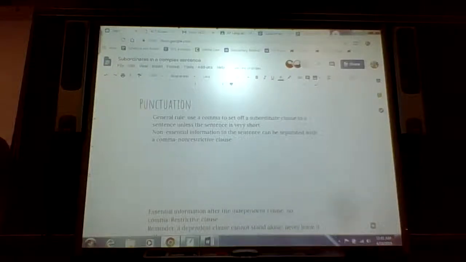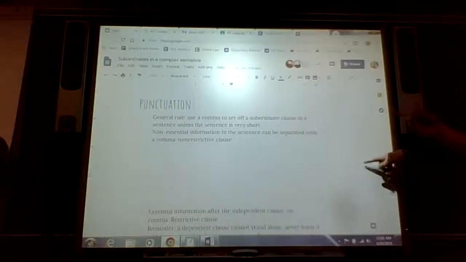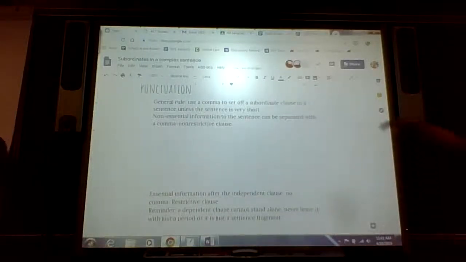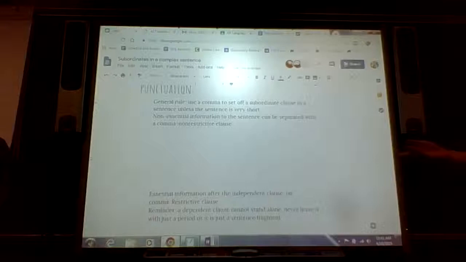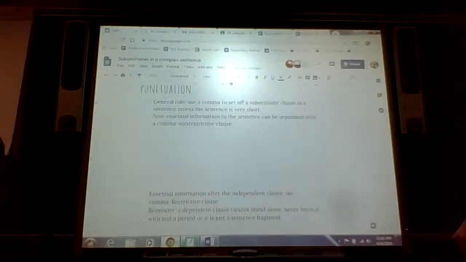Okay, so we got some punctuation rules. You can use a comma to set off a subordinate clause and separate them, so it's clear where the dependent ends and independent starts, or the other way around. Unless the sentence is very short, then you might not want to put a comma in there, so it doesn't ruin the flow. Non-essential information to the sentence can be separated with a comma or non-restrictive clause. What does that mean? Comma, non-restrictive clause.